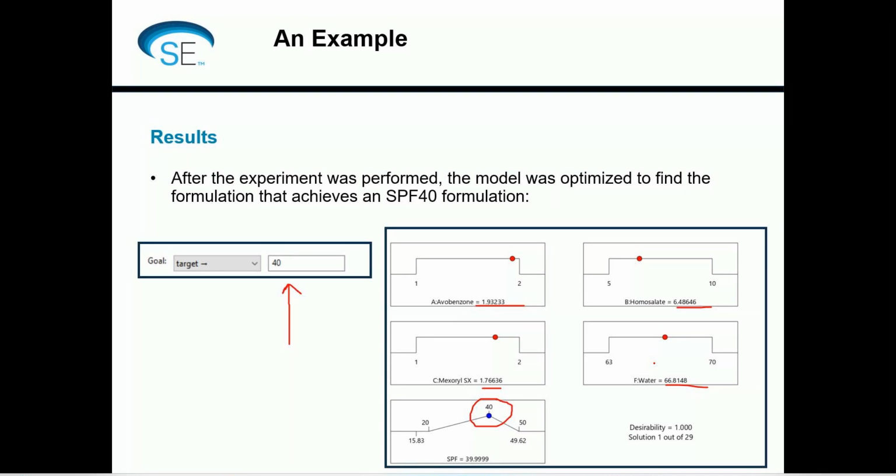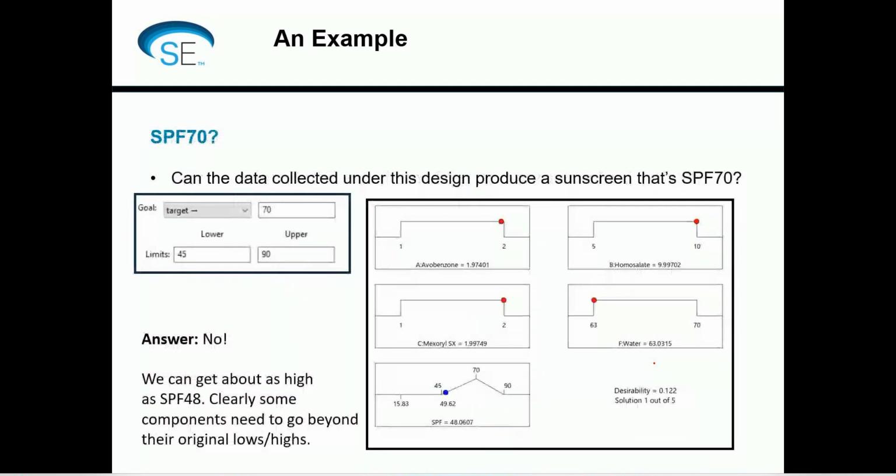So everything works out. But now the problem is that they also wanted to, with the same experiment, see if they can get a higher SPF formulation of 70. So can the data collected under this design also produce a sunscreen that has an SPF of 70? So here's what they did.